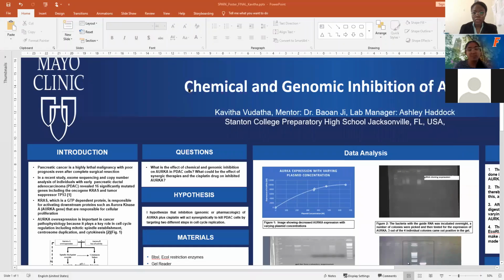I changed this title later to say, looking at the chemical and genomic advantages of inhibition of aurora kinase A in pancreatic cancer cells. It gives you more insight into what I am working on, specifically what type of cancer and what type of protein I am working on.